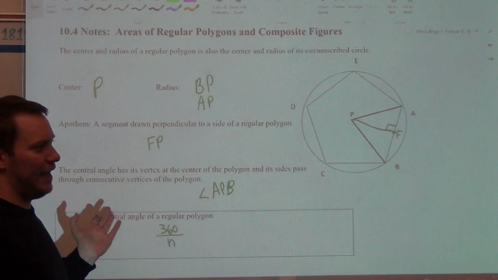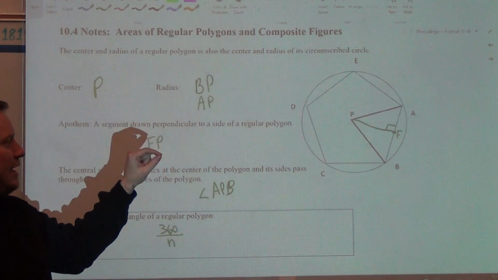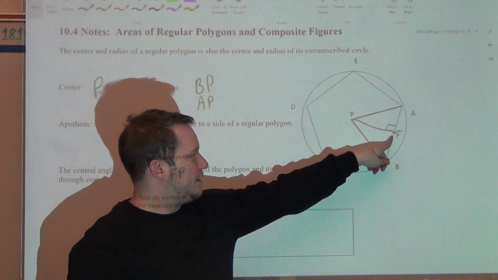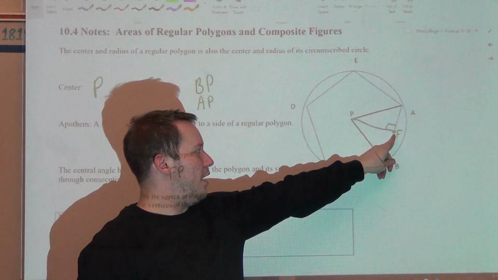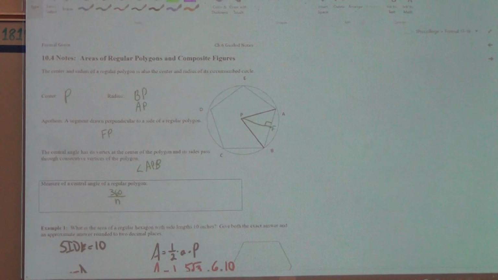We have a new word today. It is apothem. Apothem is the name of a segment that goes from the center to the side of a regular polygon at a right angle. It is the perpendicular bisector of that side.